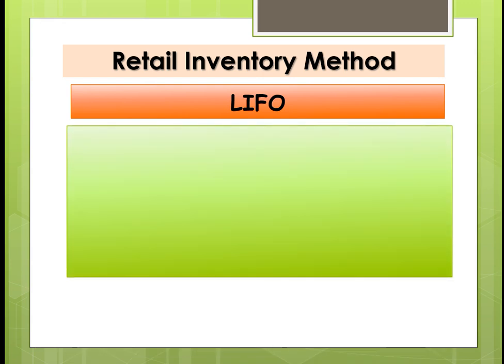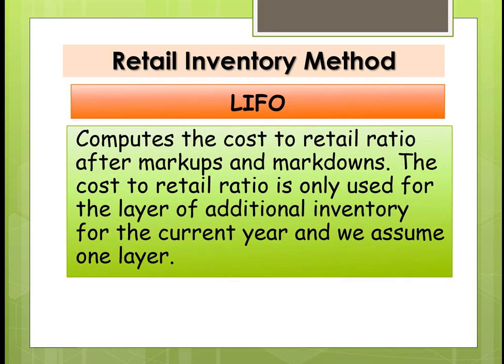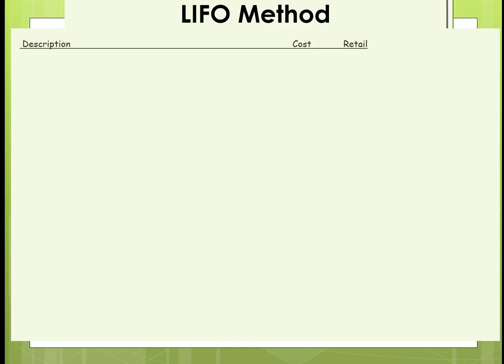Now for retail, for LIFO, we compute the cost to retail ratio after markups and markdowns. The cost to retail ratio is only used for the layer of additional inventory for the current year, and we assume one layer. So here we go. This is how it works.